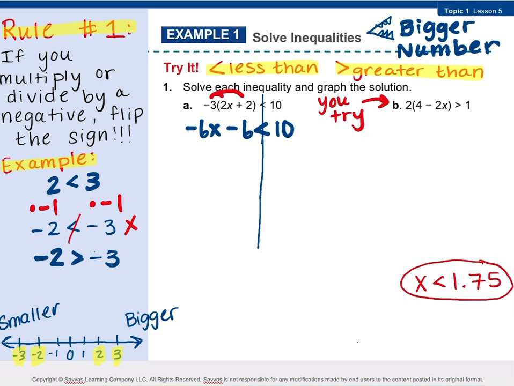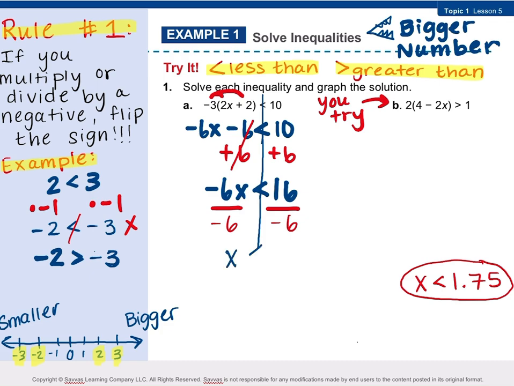Now I'm going to get rid of that -6 with a +6, the opposite, doing it to both sides. It cancels out the -6. So -6 times x is less than 10 plus 6, which is 16. Divide by -6 to get x. x is less than... now that's my golden rule. I have to switch the sign, right? And that's how it goes.